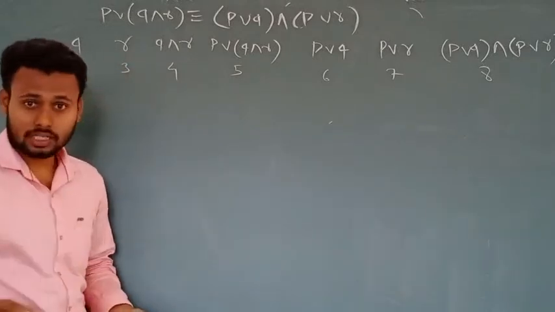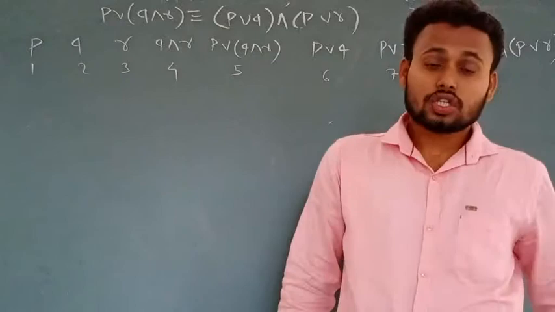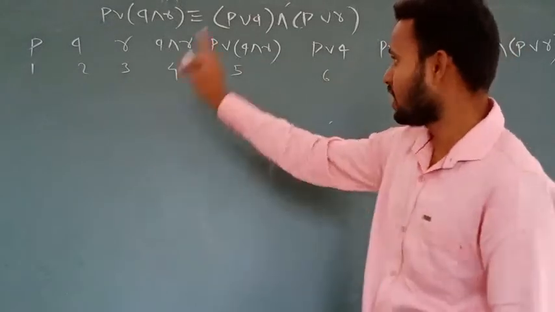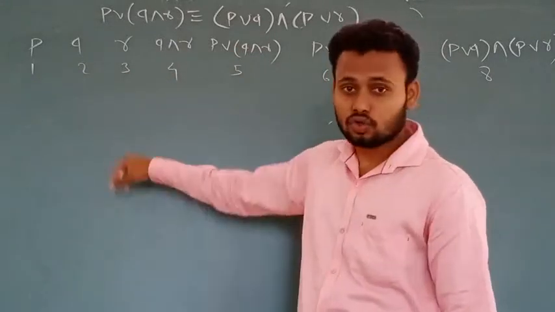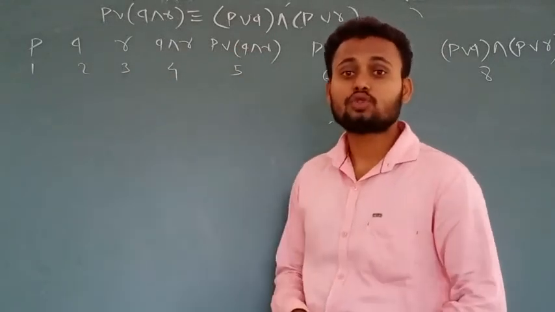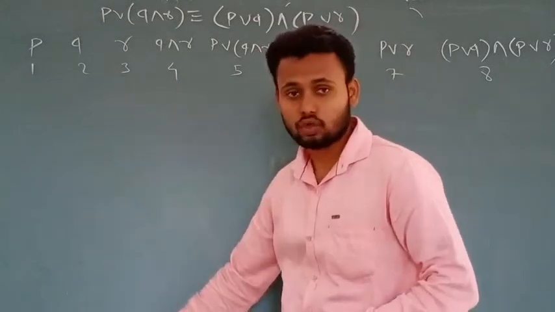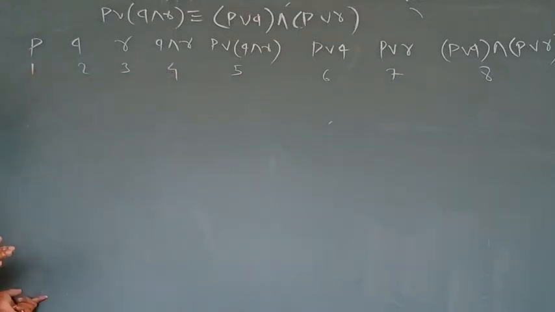Therefore by that note, if there are n statements, then the truth table of the statement pattern involves 2 raised to n rows. Now here, how many statements? 3. Therefore the truth table of that statement pattern involves 2 raised to 3 rows, means 2 cube, 8. Therefore 8 rows will come, means 8 truth values will come in that first column.